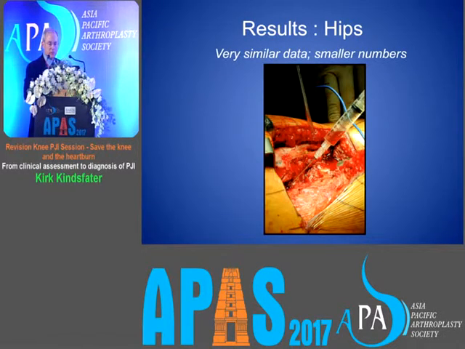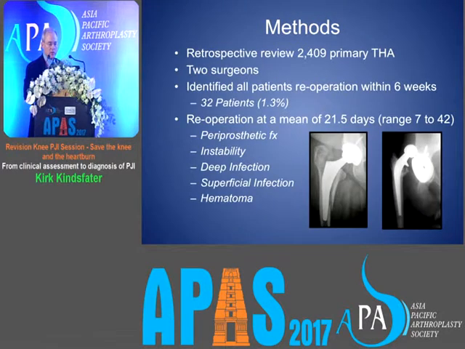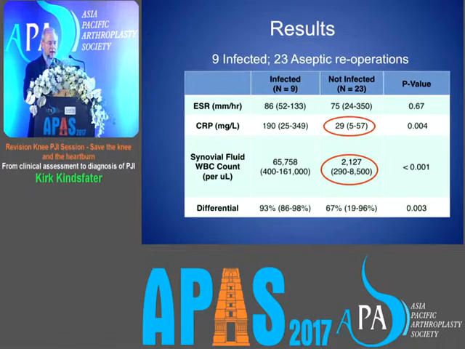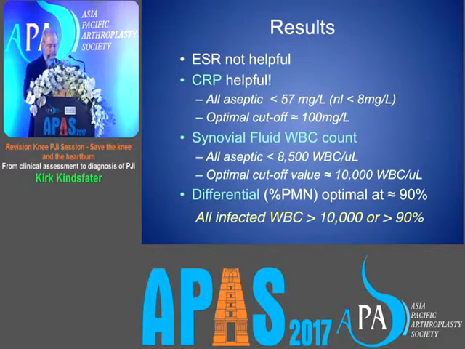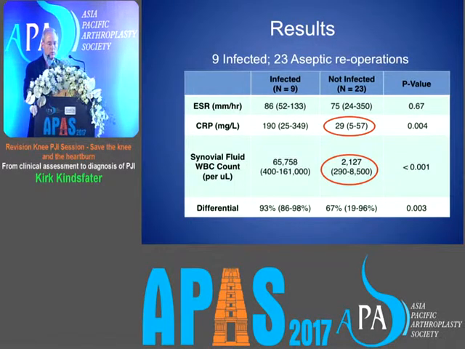Results on hips are similar. They're just smaller numbers. 2,500 hips. Anybody who was reoperated within 6 weeks was evaluated, and they were reoperated for multiple reasons. But it turns out there were 9 infected cases and 23 aseptic. And again, if you look at that table, SED rate, it has an insignificant p-value.